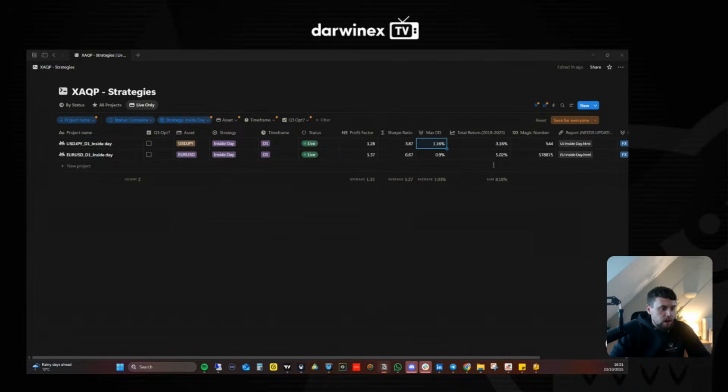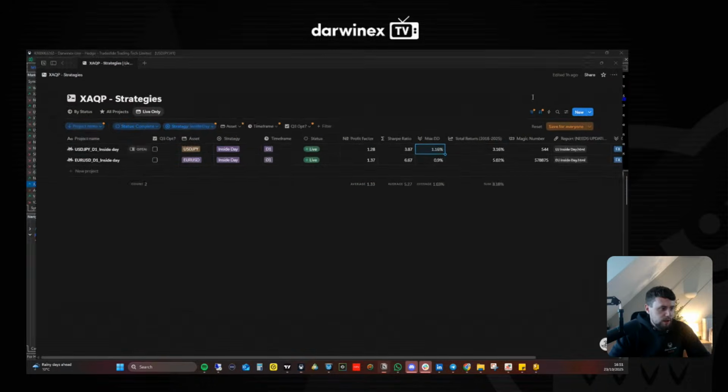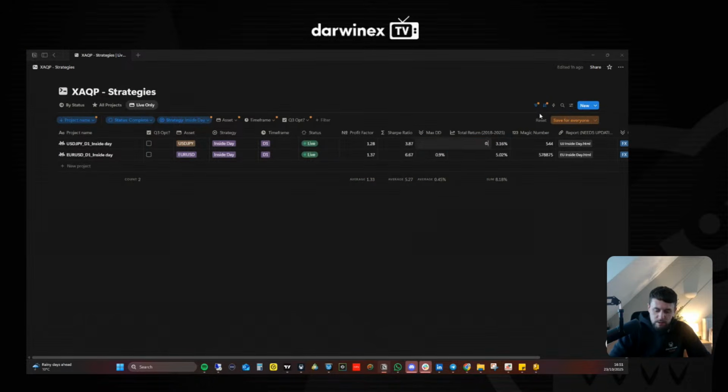128,387. I ignore these Sharpe ratios anyway. I note them down because it gives me them, but I think there's an issue with the way that MetaTrader scores Sharpe. It's just way too high for what it is. It's ridiculous. 0.97% drawdown with a 3.15% return.